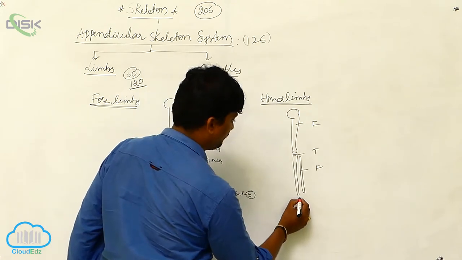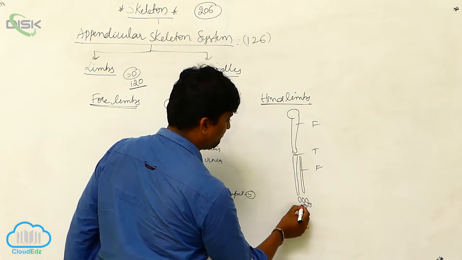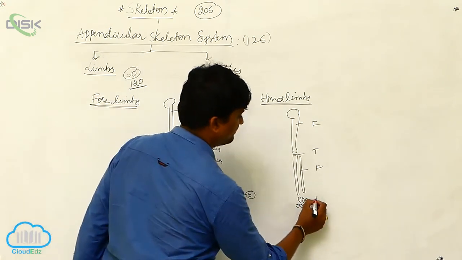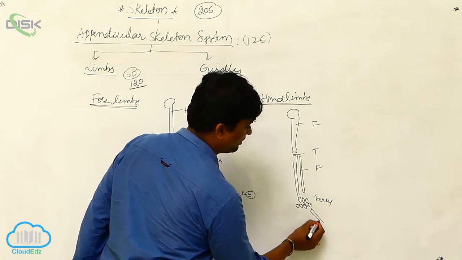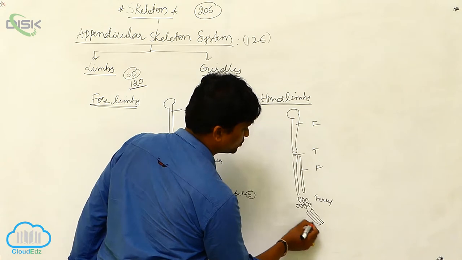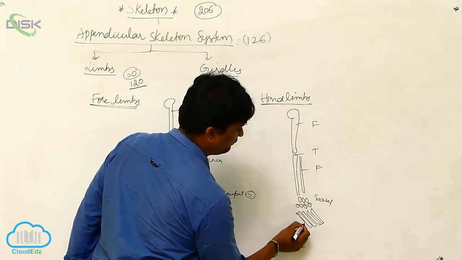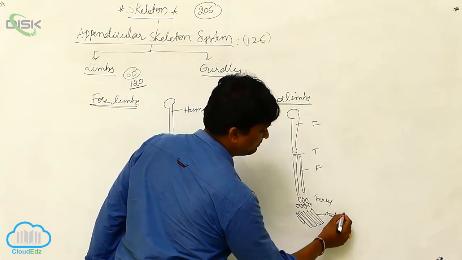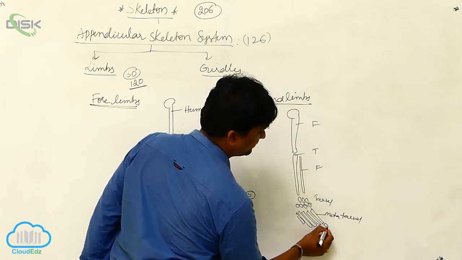Here there are 7 tarsals. Seven tarsals will be there. Then 1, 2, 3, 4 and 5 are the metatarsals. Metatarsals will be there, and then the phalanges will be there.